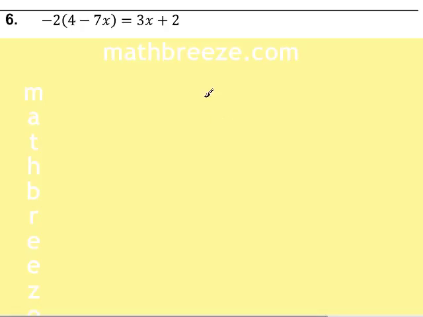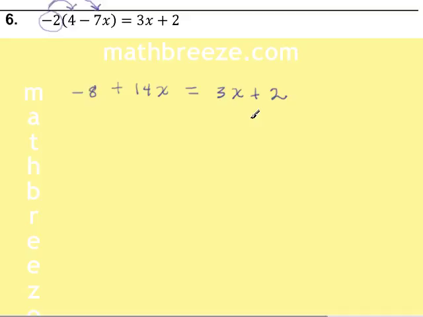In number 7, again, we want to simplify the left-hand side, so we're going to do the distributive law. We're going to multiply both sides by negative 2. I'm going to circle the negative 2 to make sure that we include that negative sign when we multiply. So first we're doing negative 2 times 4, that's negative 8. And then we're doing negative 2 times negative 7x. When you multiply two negatives you get a positive, so that's positive 14x, is equal to 3x plus 2 on the right-hand side.